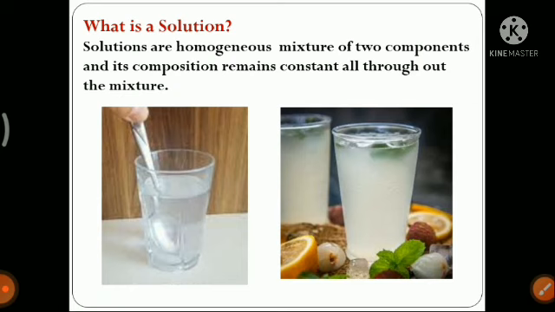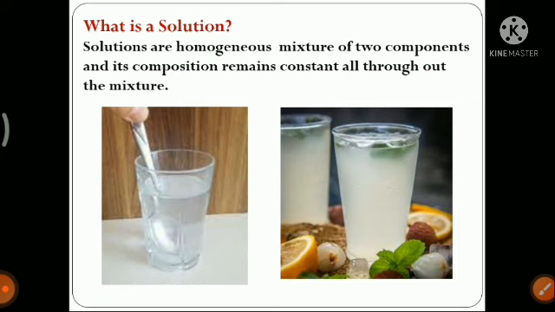So we got two types of mixture. If we say that these two mixtures are solutions, then the first thing they should satisfy is that both of them should be homogeneous. If we look at both of these mixtures, we see that they are homogeneous. Why can we say that? Because we are not getting any separate layer, one for lemon juice and one for water.